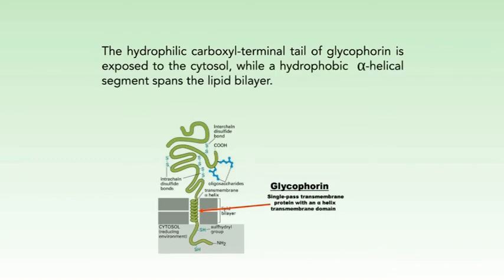The hydrophilic carboxyl terminal tail of the glycophorin is exposed to the cytosol, while a hydrophobic alpha helical segment spans the lipid bilayer. Since glycophorins are rich in sialic acid, it gives the RBCs a very hydrophilic charged coat. This allows them to circulate freely without adhering to other cells or to the walls of blood vessels.